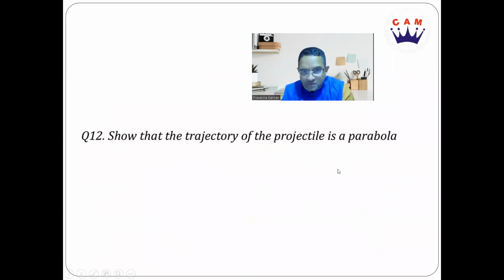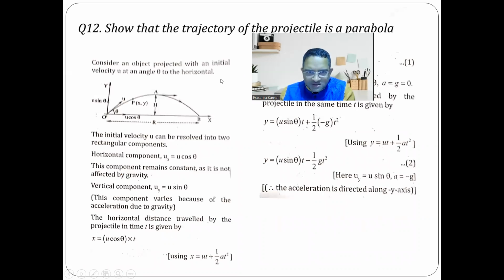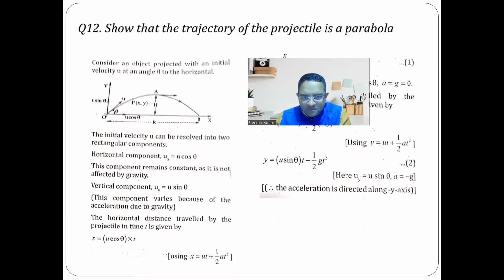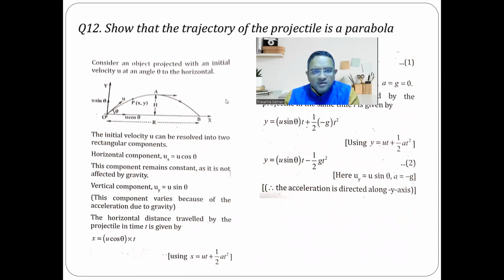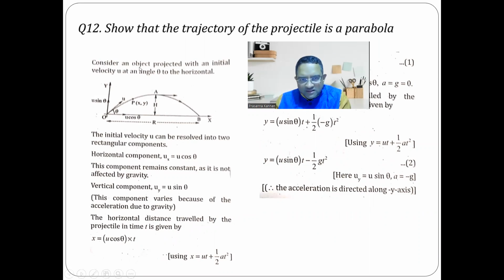Next question is, show that the trajectory of a projectile is a parabola. This has also been asked many, many times, so let me just quickly take you through this. Consider an object projected at an angle theta with the horizontal, having an initial velocity u. Then we know this is u cos theta and this is u sin theta, your horizontal and vertical components.